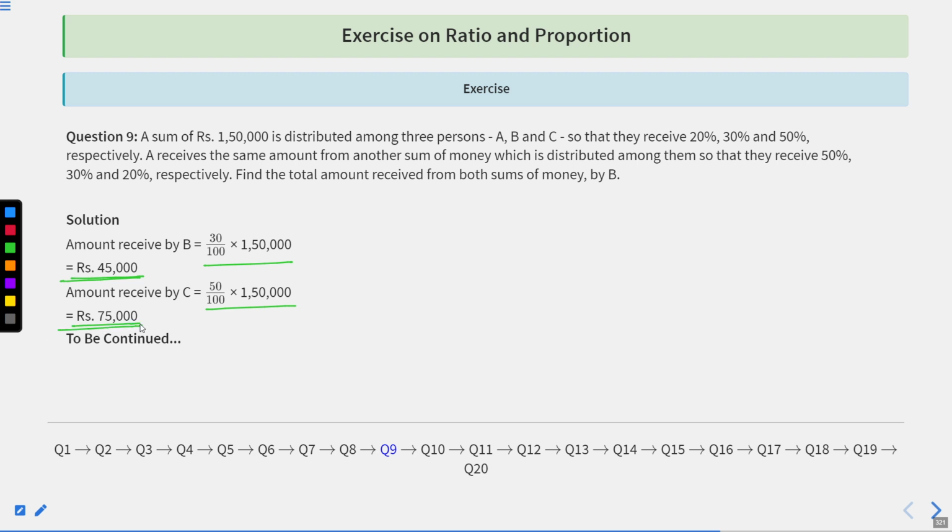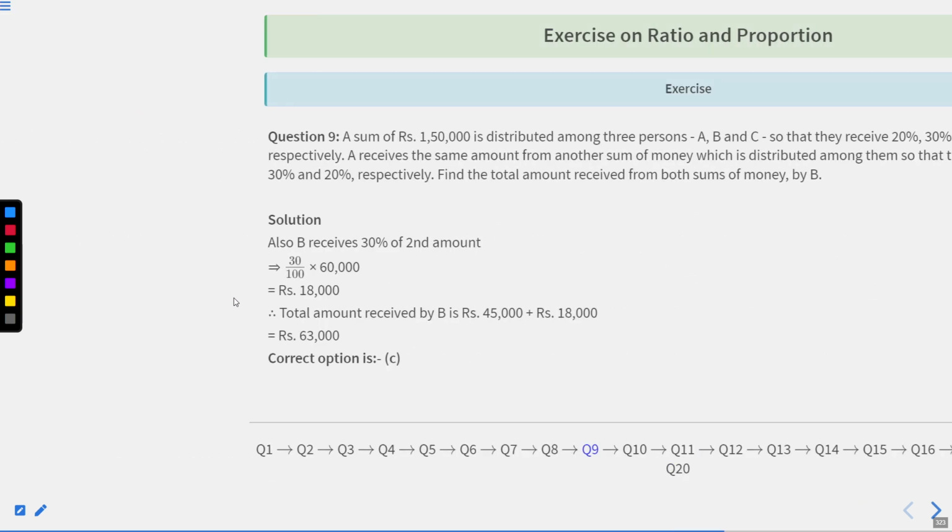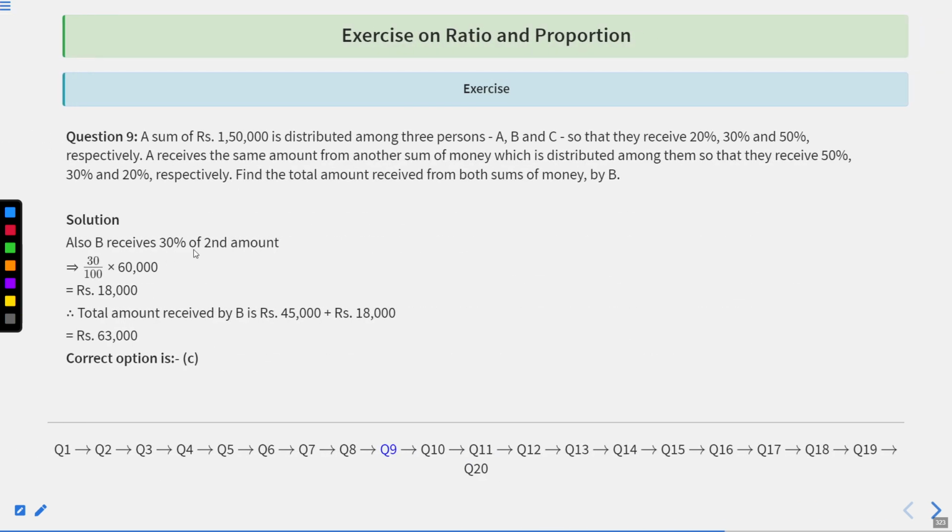So A receives the same amount from the other sum, which is 50% of the total amount. That is, rupees 30,000 is 50% of the other sum. So the second amount is rupees 60,000. So B also receives 30% of the second amount. So he gets 18,000. Therefore the total amount received by B will be 45,000 plus 18,000, that is 63,000 rupees. So the option correct here is option C.